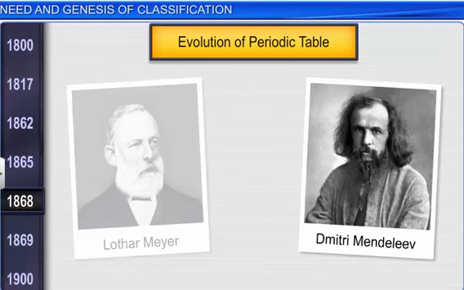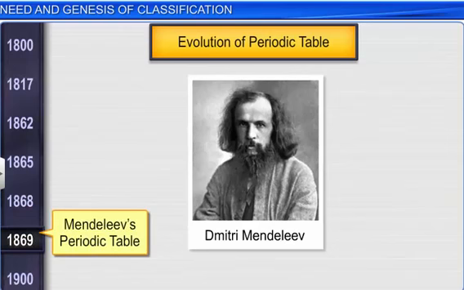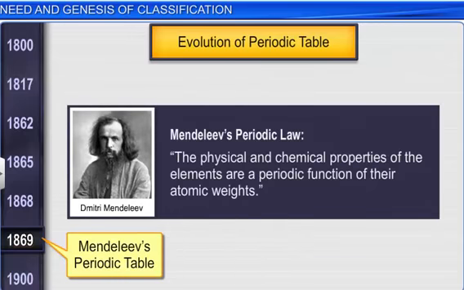In 1869, Russian chemist Dmitri Mendeleev published a periodic table and corresponding periodic law of 63 elements known at that time. Mendeleev's periodic law states that the physical and chemical properties of the elements are a periodic function of their atomic weights.